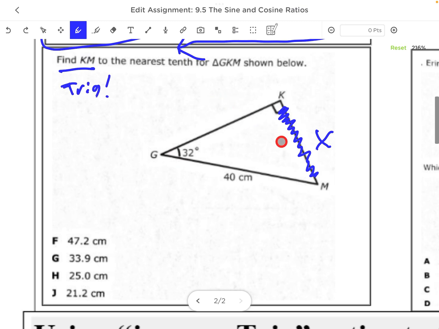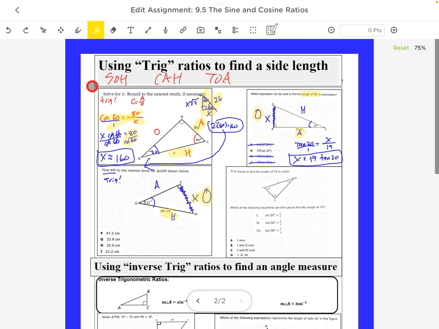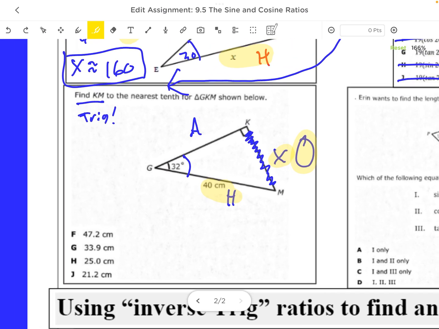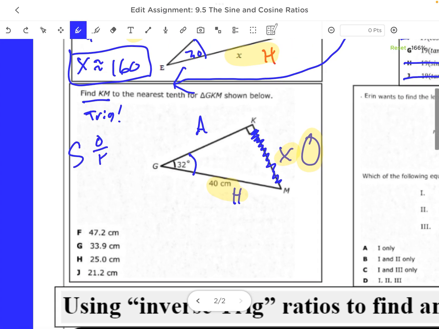Let's label our sides. We know the first step is we're going to label that one hypotenuse. Now, if this is our reference angle, then let's label our opposite right over here, and then our adjacent side there. So what are we working with? We have the opposite and the hypotenuse. Opposite and hypotenuse tells us sine. So we're going to remember sine is opposite over hypotenuse. So the sine of our angle measurement of 32 is equal to the ratio of opposite over hypotenuse, so x over 40.